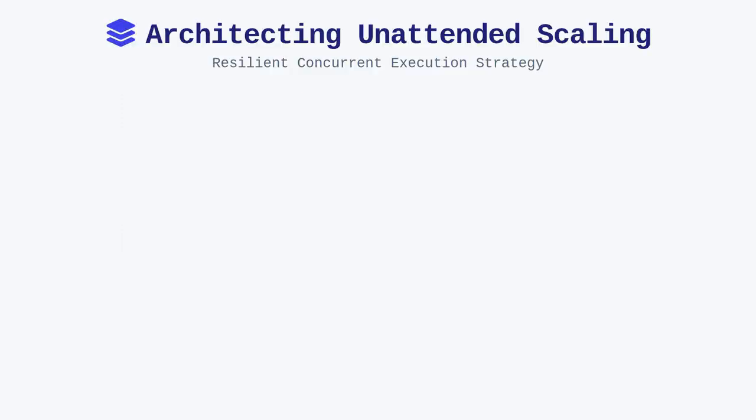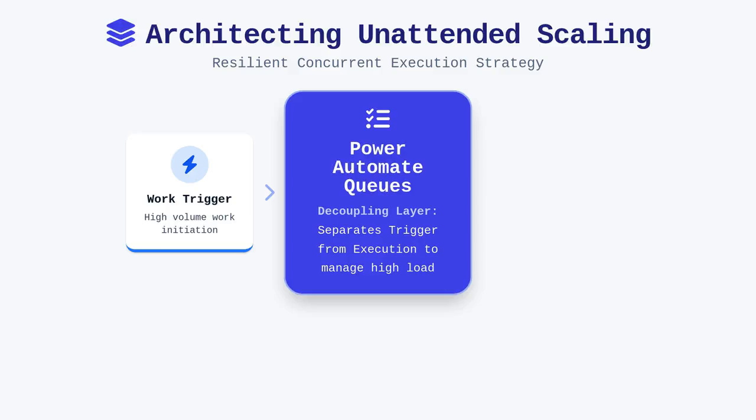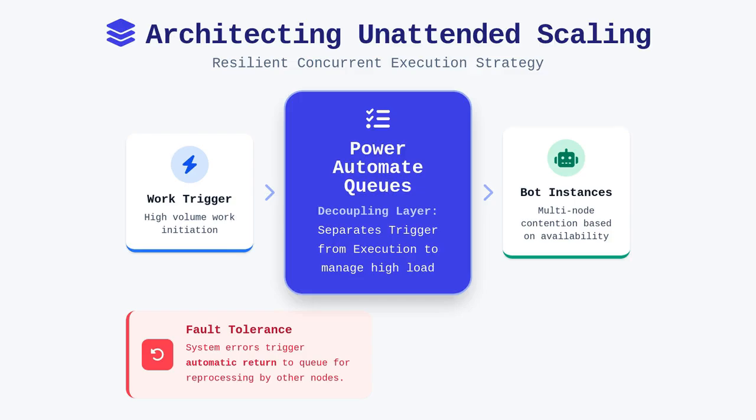Managing concurrent execution poses the most significant hurdle for unattended scaling, requiring a robust queuing mechanism to handle high volumes of work. We utilize Power Automate queues to decouple the trigger from the execution, allowing multiple bot instances to contend for work items based on availability. This pattern ensures that if one machine fails due to a system error or network oscillation, the item can be safely returned to the queue and reprocessed by another node in the group.